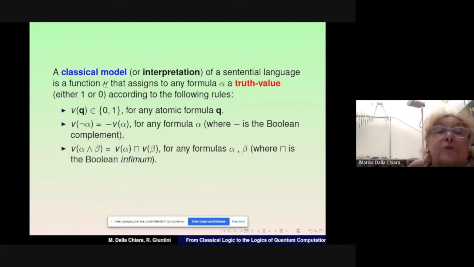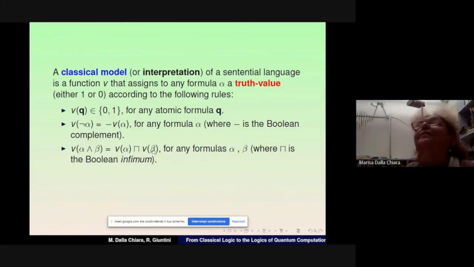So what is a classical model or interpretation in the case of a sentential language for classical logic? It is simply a function v that assigns to any formula alpha a truth value, either 1 or 0, according to the following rules. The interpretation v assigns to an atomic formula Q a truth value, either 0 or 1. Then v assigns to a negated formula, not alpha, the Boolean complement of the value of alpha. And v assigns to a conjunction, alpha and beta, the Boolean infimum or meet, as you want to call it, between the two values of alpha and beta.